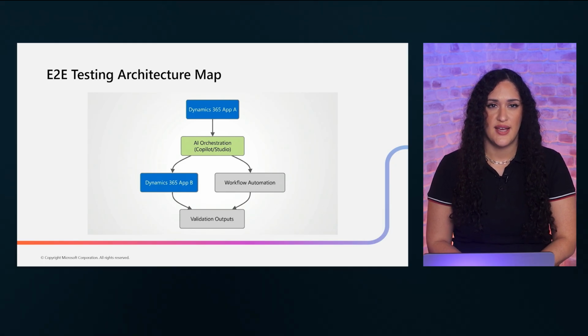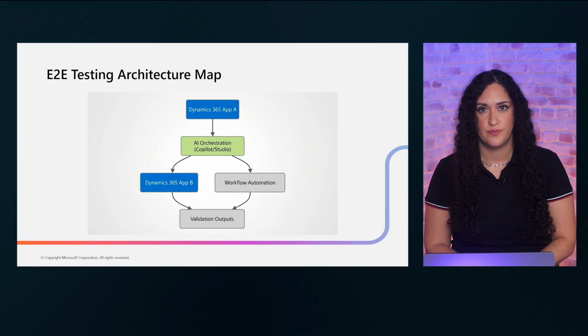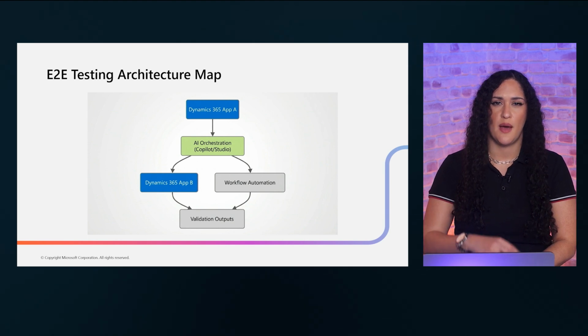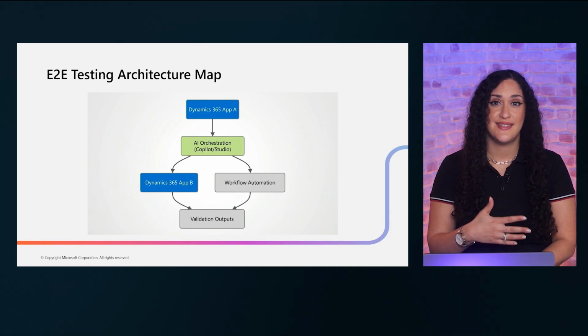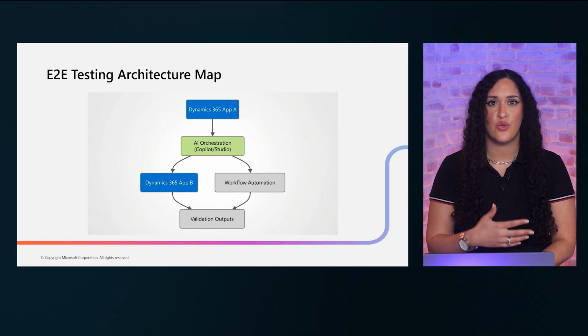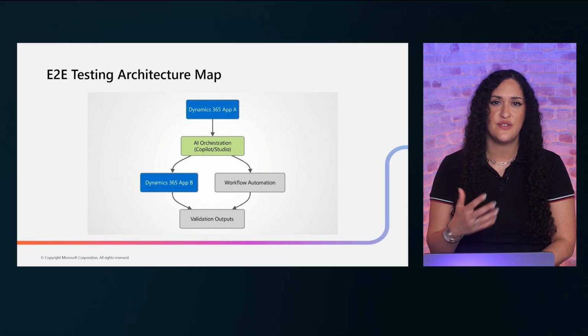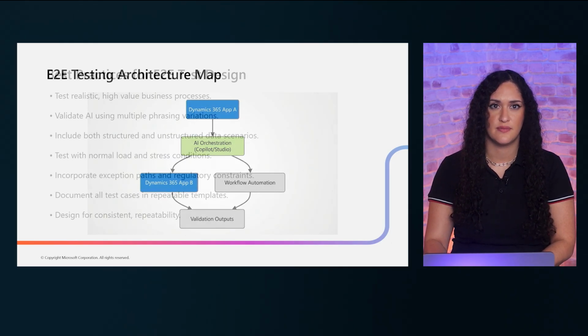This map visualizes the end-to-end testing flow. It shows how data moves from Dynamics 365 App A through AI orchestration, whether that's Copilot or Copilot Studio, then to Dynamics 365 App B through workflow automation, and finally to validation outputs.